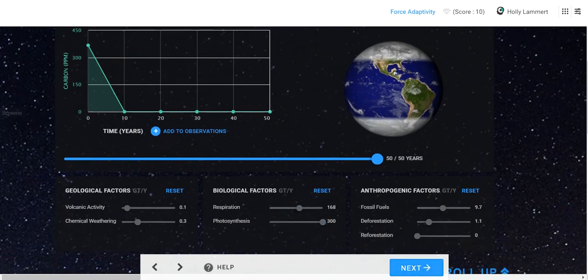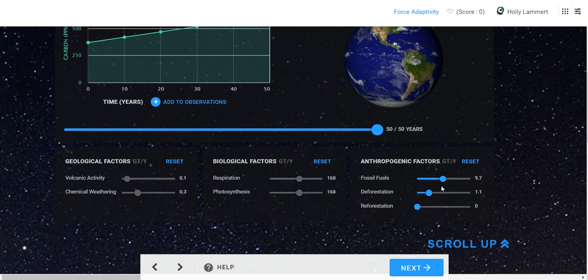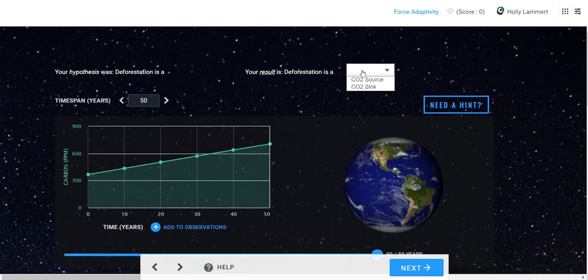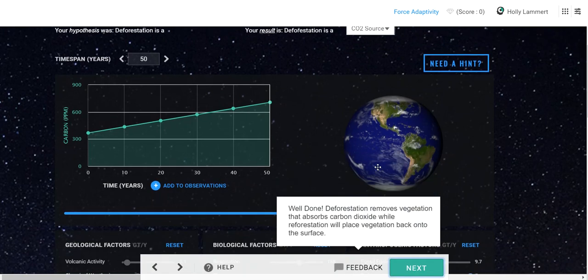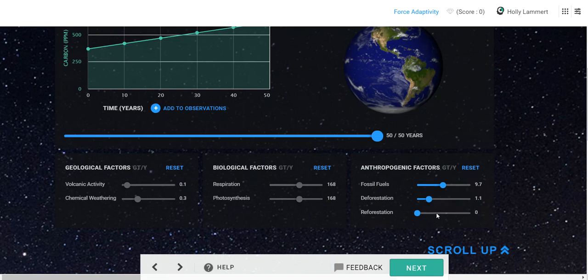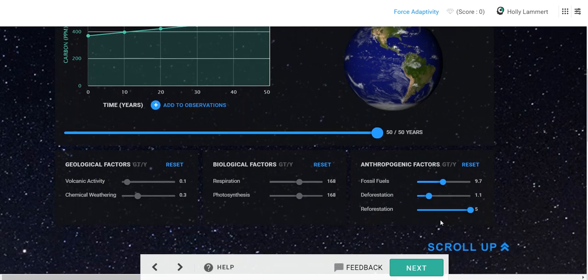All right, and let's test our final thing, anthropogenesis. Cool. All right, so deforestation, when I increase deforestation, that increases, so that's a source. And it says here, deforestation removes vegetation that absorbs carbon dioxide, while the reforestation will place vegetation back on the surface. So we can see that probably if we reforest, that's going to lower from 615 to 498.